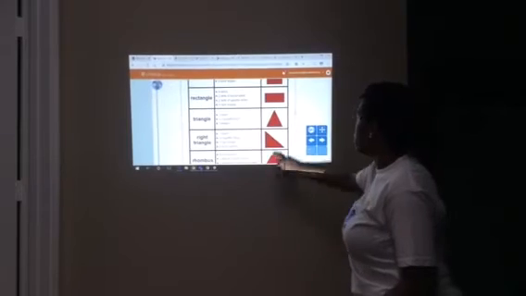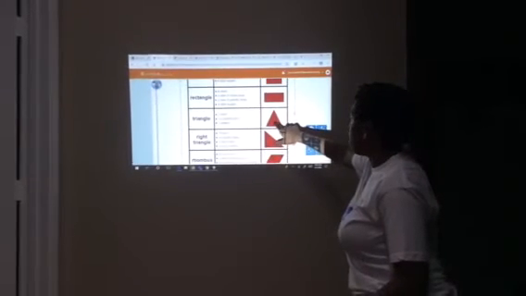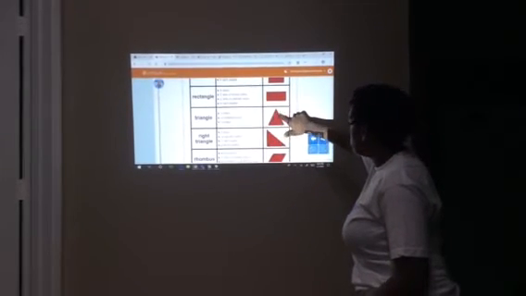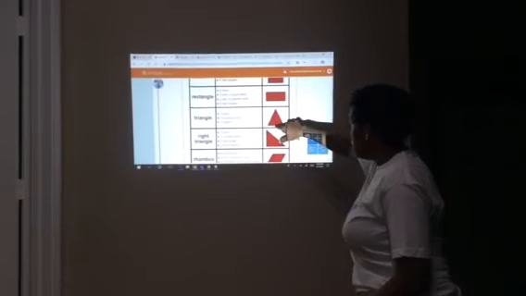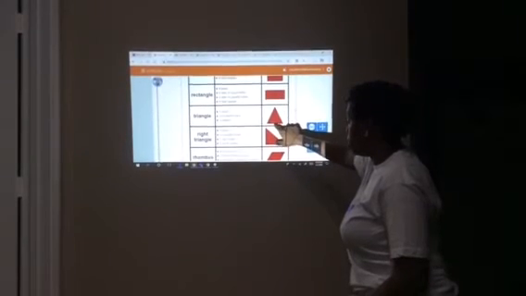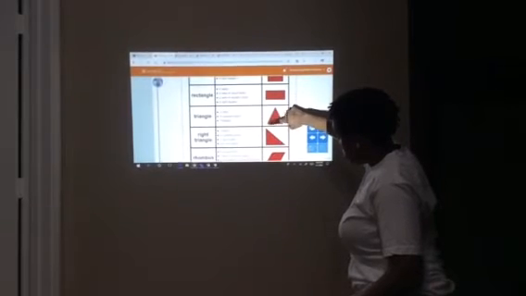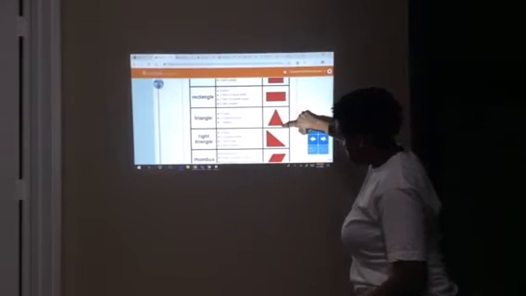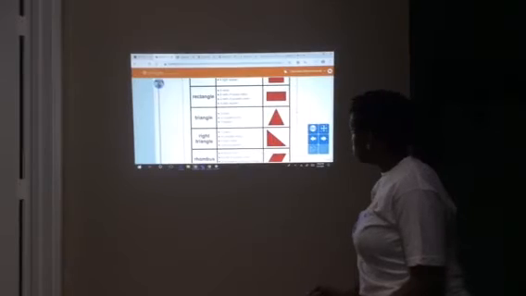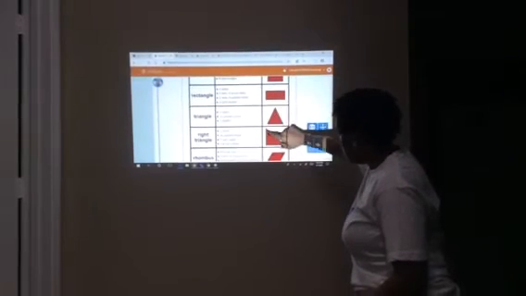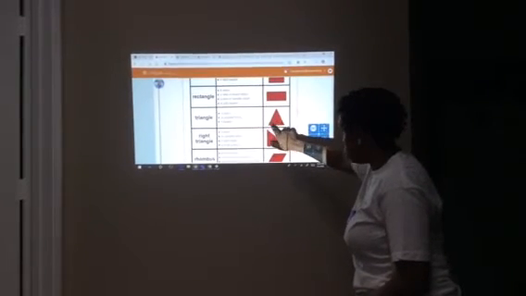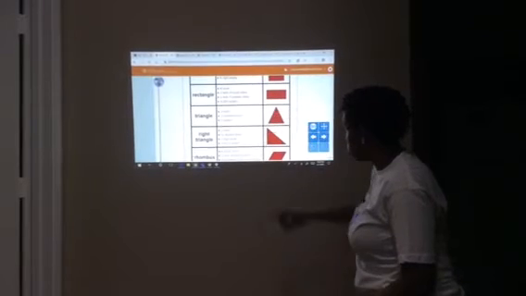The next one is a triangle. A triangle has three sides. It's 1, 2, and 3. It has no parallel lines and 3 angles. So this is the angle, this is the angle, and then this is the angle. I think this is an acute angle, and these two are obtuse angles, and I think this one is an acute angle.